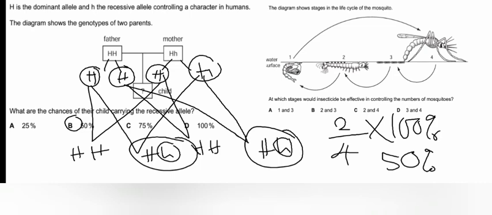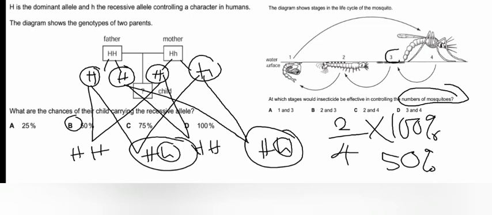The next question. The diagram shows stages in the life cycle of the mosquito. Stage 1, stage 2, 3, and 4, on the surface of water. At which stages would insecticide be effective in controlling the numbers of mosquitoes? So here they are talking about numbers of mosquitoes. If you talk of adults, even by now we are failing to control them. So 4 is not going to be effective.